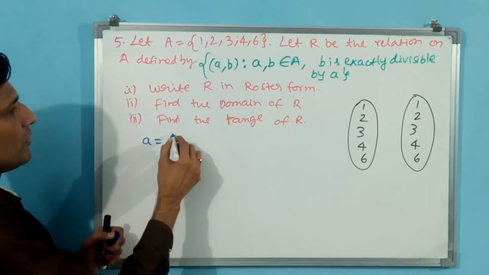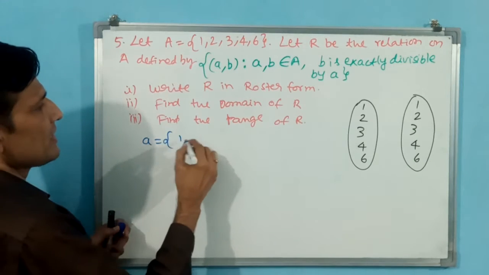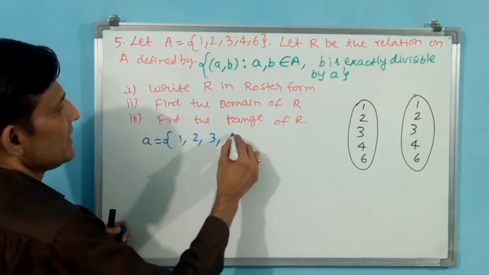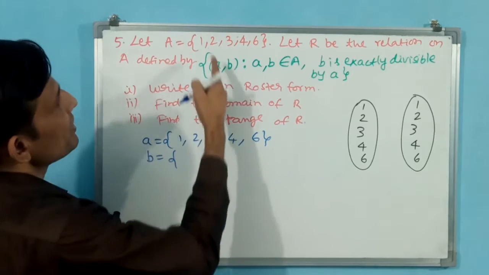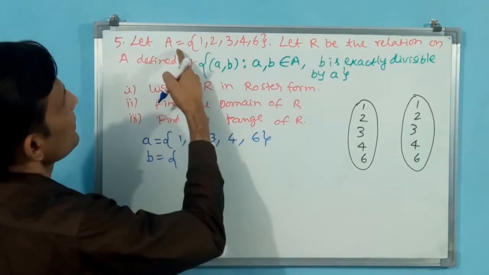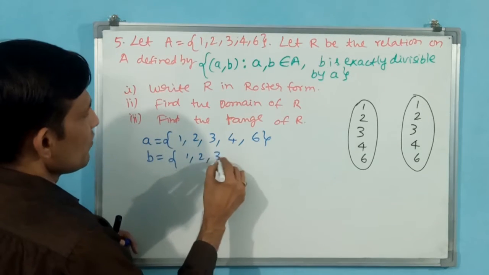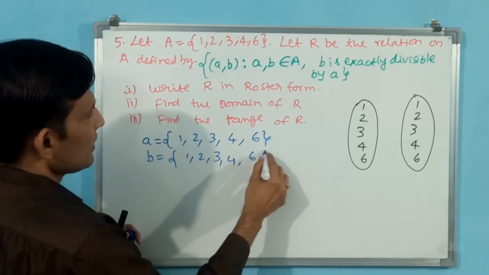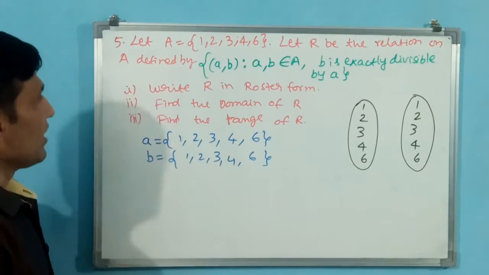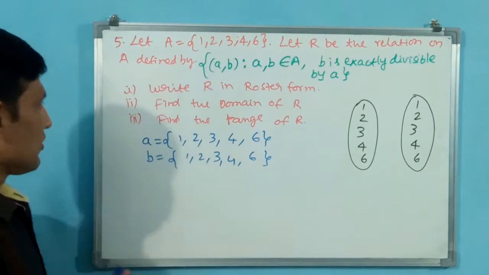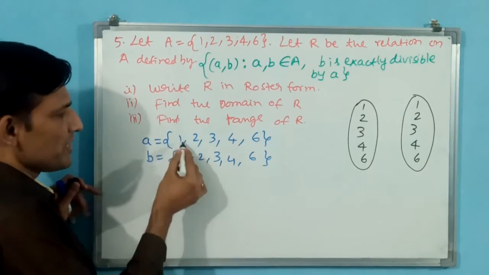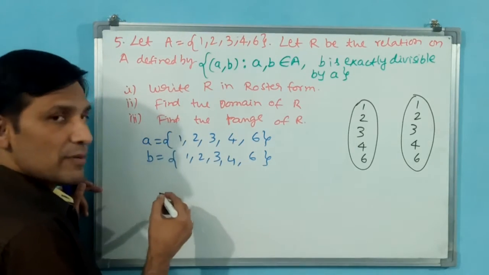A is equal to 1, 2, 3, 4, 6. Again B. B is also the same as A. 1, 2, 3, 4, 6. Now, what is the relation? b is exactly divisible by a. That means b should be divisible by a. For each element, I have to test.